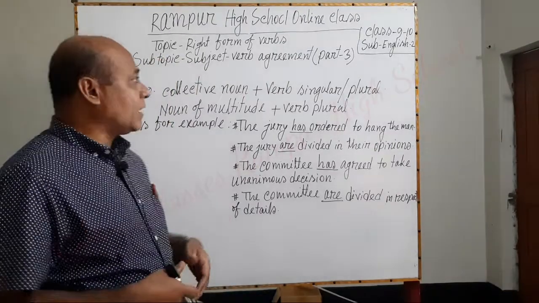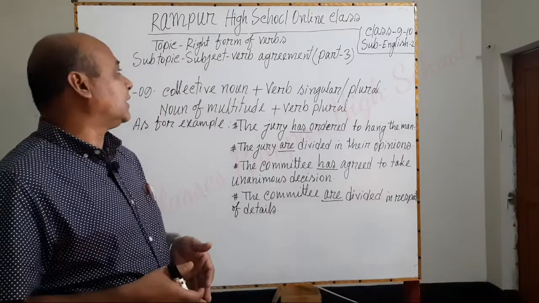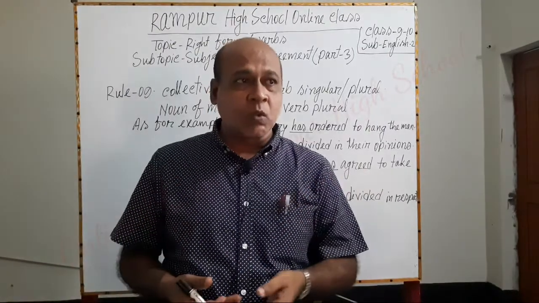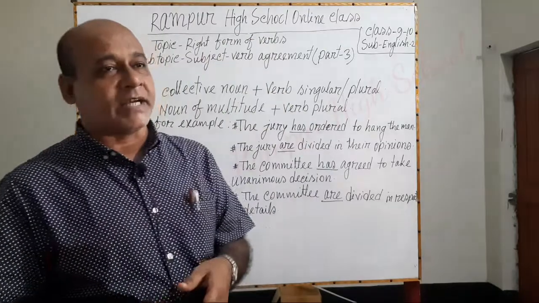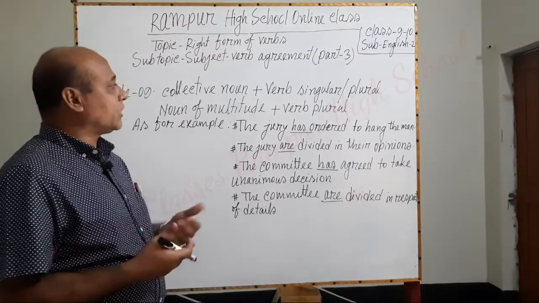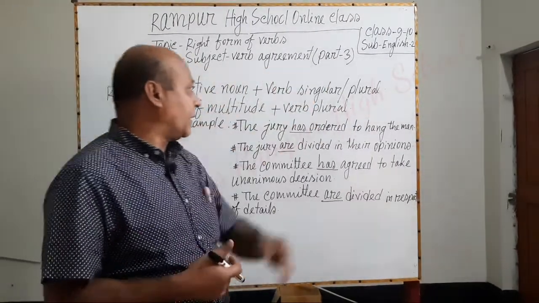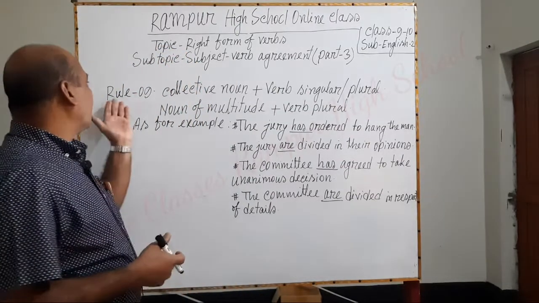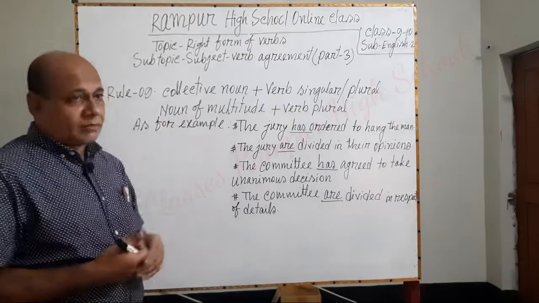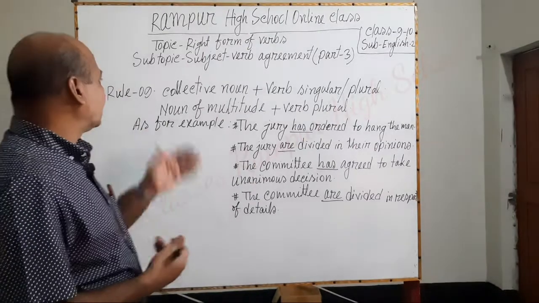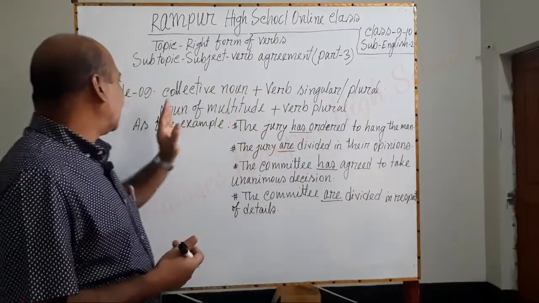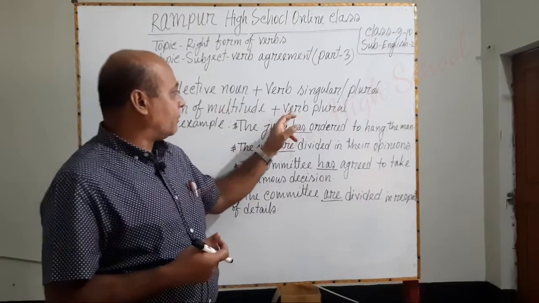Dear learners, in my previous classes I have discussed subject verb agreement and its fundamental rules and regulations for your better understanding. Today I will discuss some other rules and regulations related to subject verb agreement, and today's rule will be number 9. Dear learners, look at the board, and you will find here that collective noun plus verb singular or plural, and then noun of multitude plus verb plural.